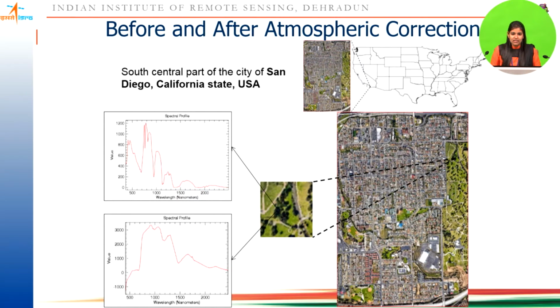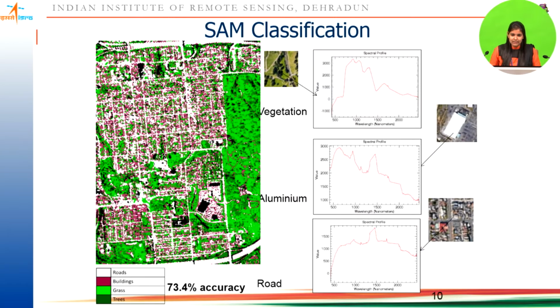As with all pre-processing for hyperspectral remote sensing, the before and after FLAASH correction spectra are shown in this slide. As you can see, after the atmospheric correction, the spectra of vegetation is enhanced and is close to reality. Two approaches were identified. Number one was the SAM classification, that is spectral angle mapping classification. As you can see, 4 classes were identified, namely roads, buildings, grass and trees, and the achievable accuracy was only 73.4%.